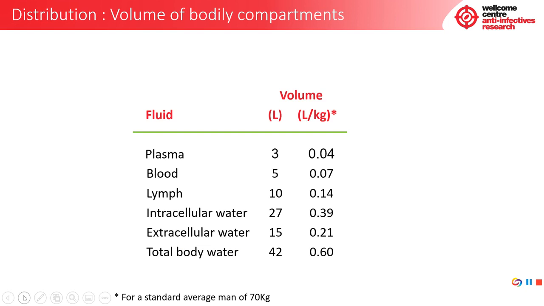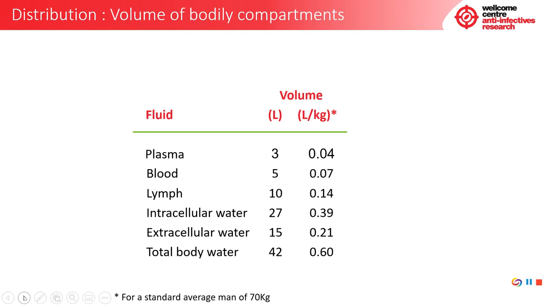Distribution and the volume of bodily compartments. This table is being showcased to reveal how much the different bodily compartments are and to look at the extent of distribution to those parts of the body. The volume of the plasma is 3 liters and the volume of blood is 5 liters. The lymph is 10 liters. The intracellular water 27 liters, the extracellular water 15 liters. The total body water, which is the sum total of all of these different body water, comes to 42 liters.